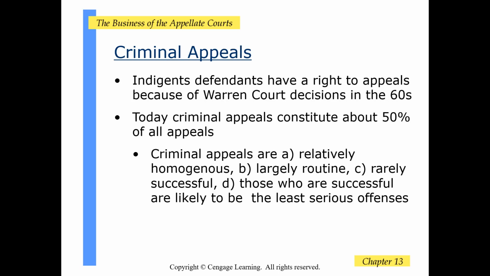Indigent defendants have a right to appeal because of the Warren Court decision in the 1960s. Today, criminal appeals constitute about 50% of all appeals. Criminal appeals tend to be relatively homogeneous, largely routine, rarely successful, and those who are successful are likely to be the least serious offenses.